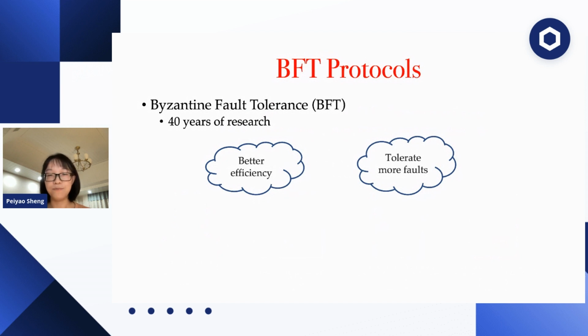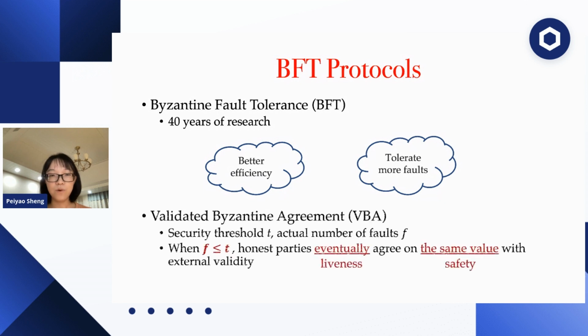So BFT protocols have been studied over 40 years. Researchers keep working on new secure protocols with better efficiency or tolerate more faults under different settings. In this work, we discuss one basic formulation of the problem, the validated Byzantine agreement. Informally, we say a protocol solves VBA if under a security threshold T, when the total number of Byzantine replicas is no more than T, honest replicas eventually will agree on the same value with external validity. It is also known as the liveness and safety properties.